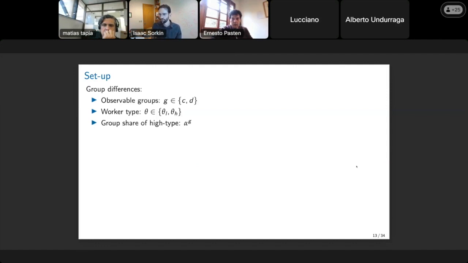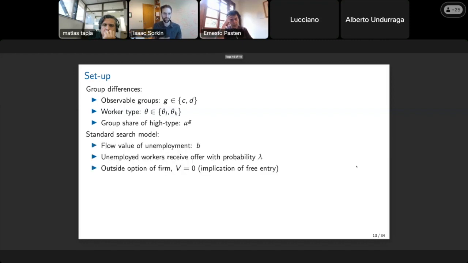So there are going to be two groups given by C and D. Worker types can be high or low. They're going to be persistent and permanent, but we can talk about what evolving worker types would do. Then the group share of the high type might differ between the groups. This is given by this alpha G. So there's going to be some standard search model stuff.